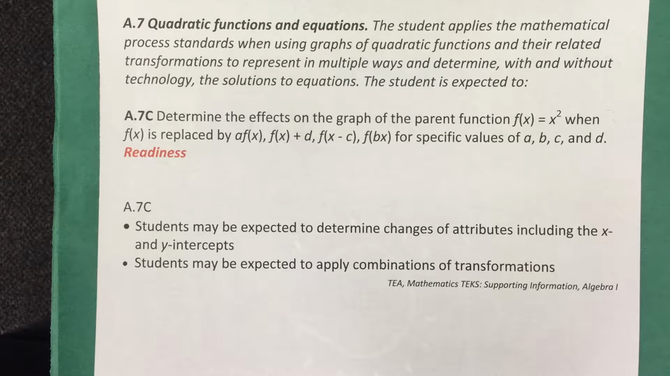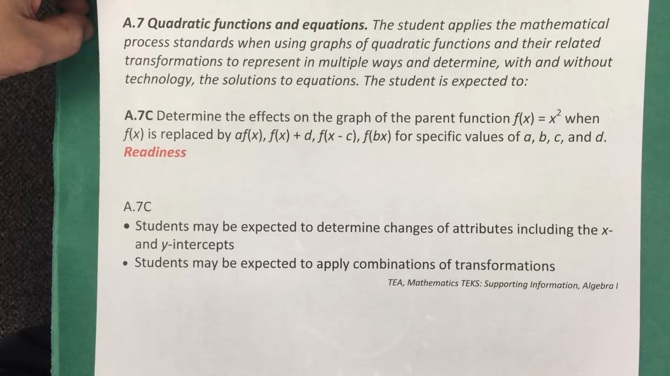We're going to look at standard A.7C, which says the student is expected to determine the effects on the graph of the parent function f of x equals x squared when f of x is replaced by a f of x, f of x plus d, f of x minus c, and f of bx for specified values of a, b, c, and d. A couple of notes from TEA.